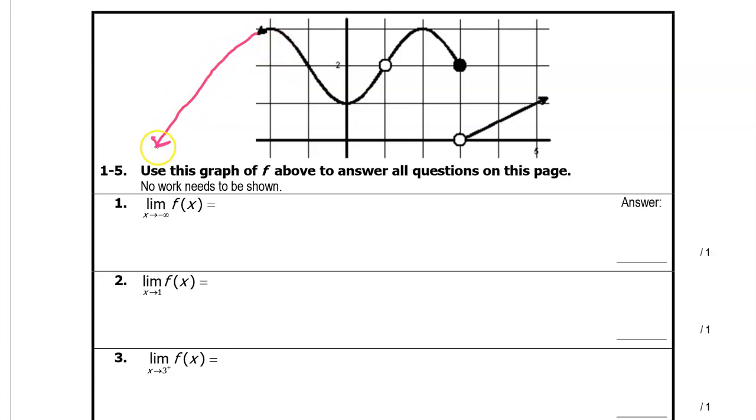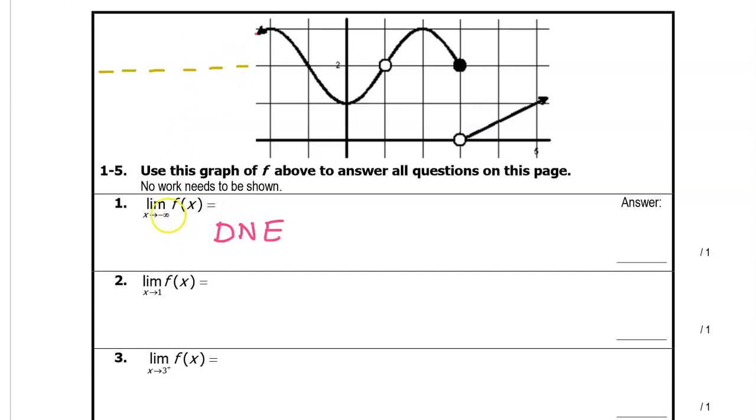If it went down like this, if it just continued this pattern down, the limit would not exist. So I'm going to put DNE for does not exist. In this case, we are approaching negative infinity, and that does not count as a limit.